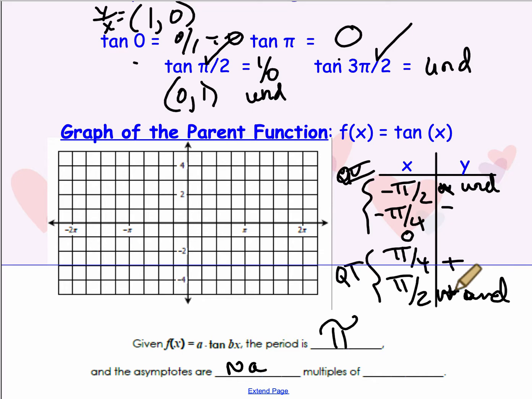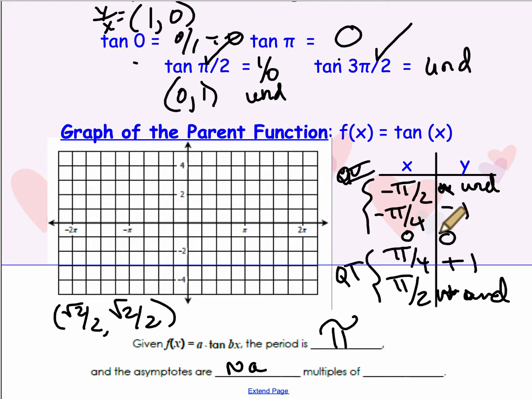Pi over 4 on the unit circle, remember, is (square root of 2 over 2, square root of 2 over 2). And if I do y over x, I get positive 1. But in quadrant 4, it would be negative 1. And we know that the tangent of 0 is just 0.